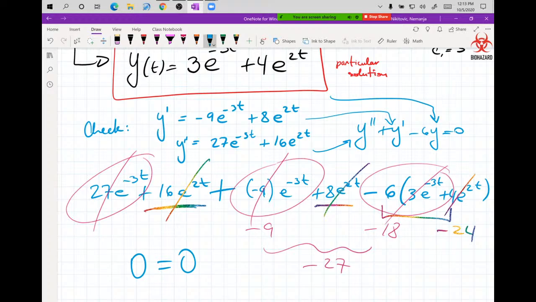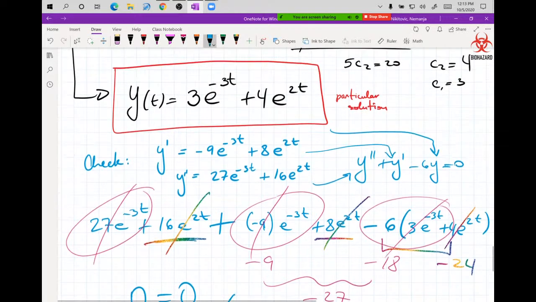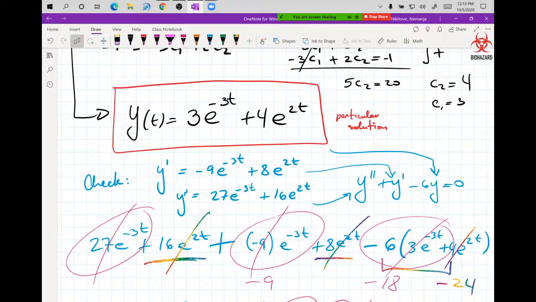You did have 0 on the right-hand side of the equation. When you added all of these terms on the left, they added to 0. So 0 equals 0 means that the solution we have is correct.